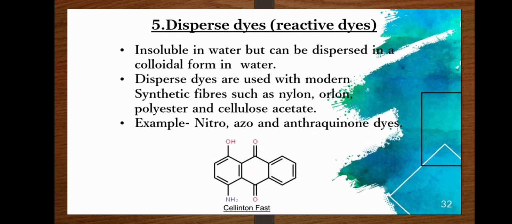Fifth one is disperse dye, which means reactive dyes. Disperse dyes are insoluble in water but can be dispersed in colloidal form in water. Disperse dyes are used with modern synthetic fibers such as nylon, orlon, polyester and cellulose acetate. Example is nitroazo and anthraquinone dyes.